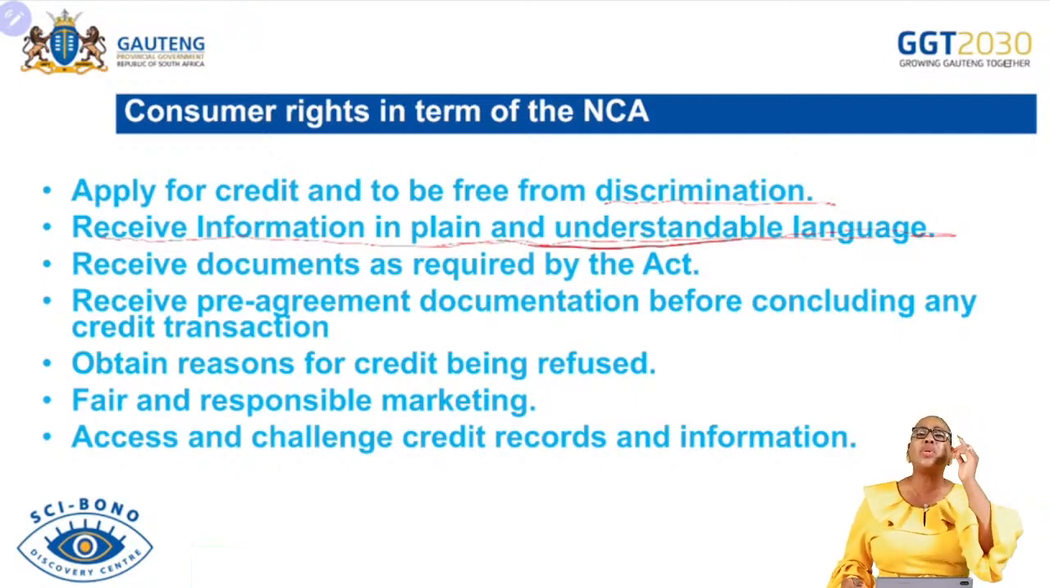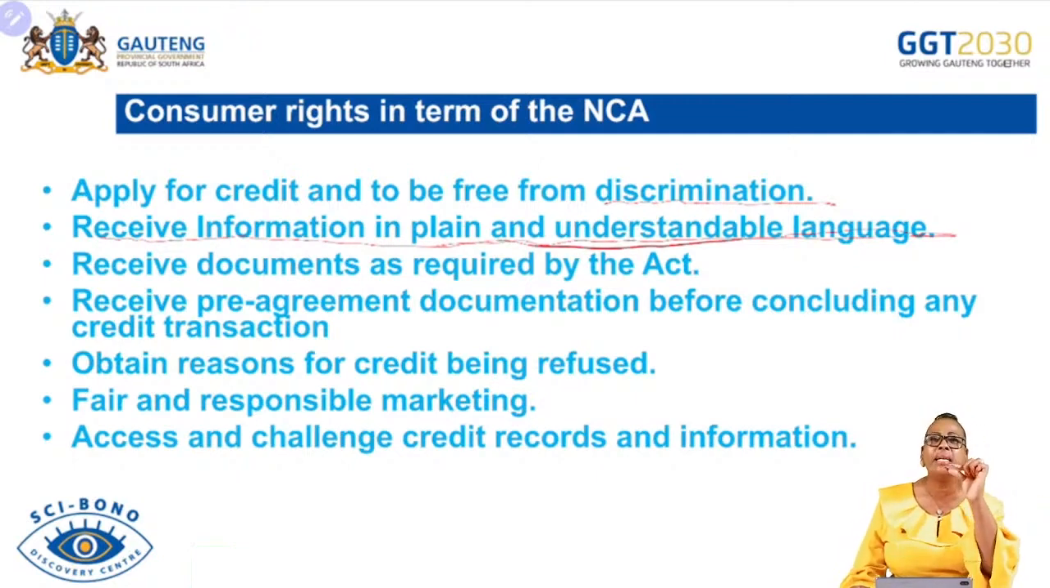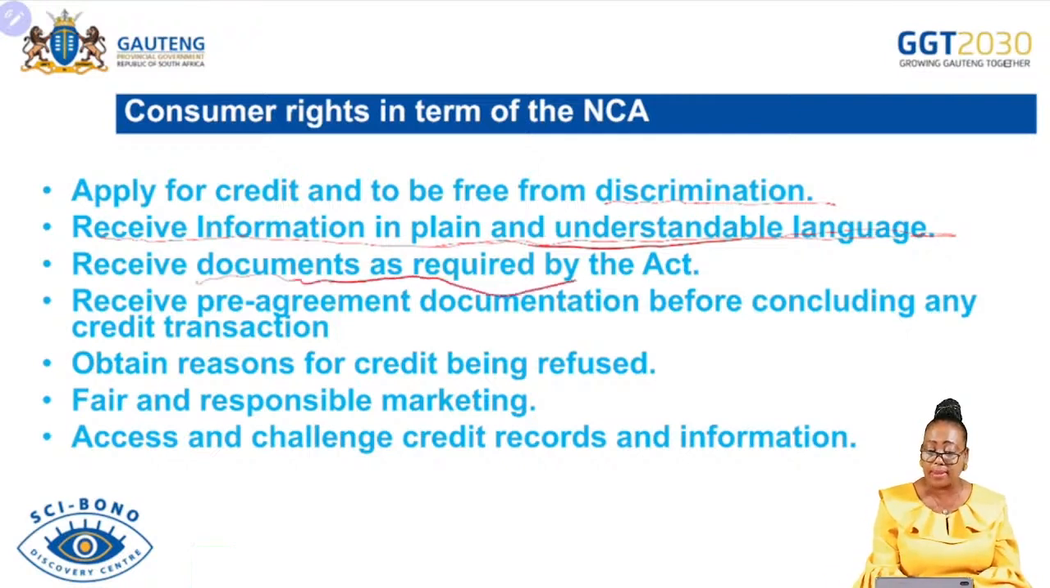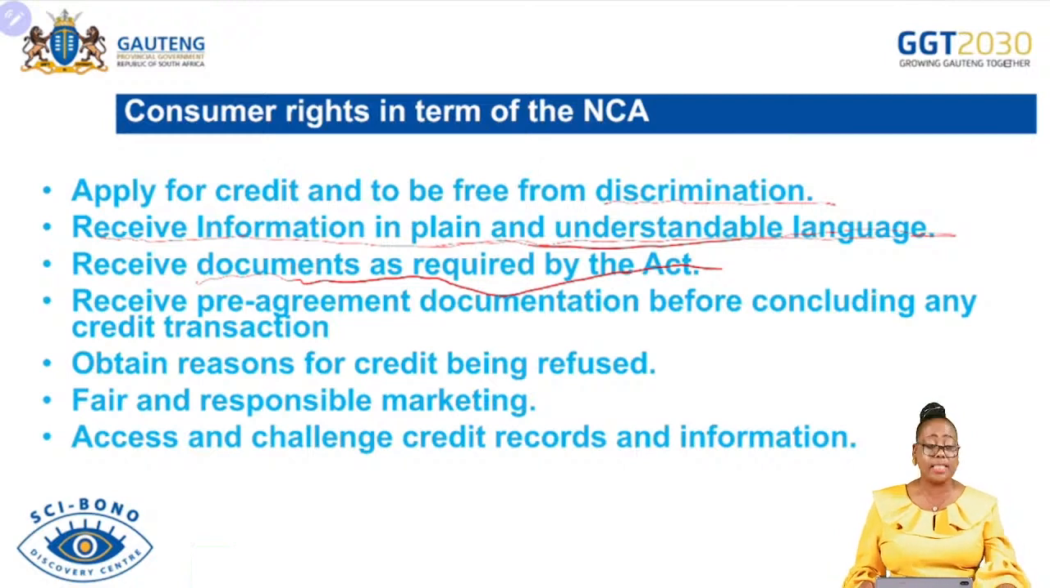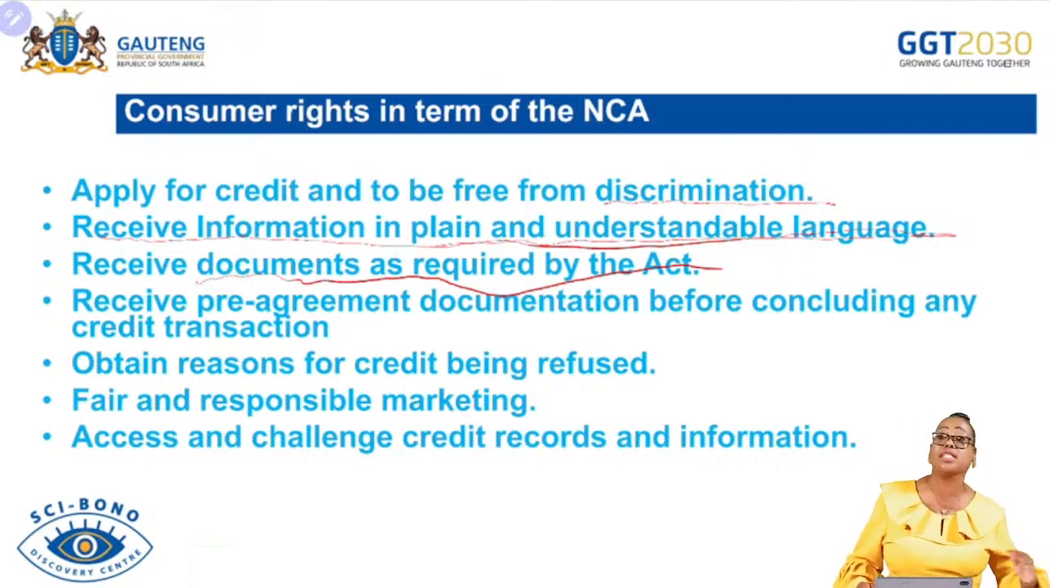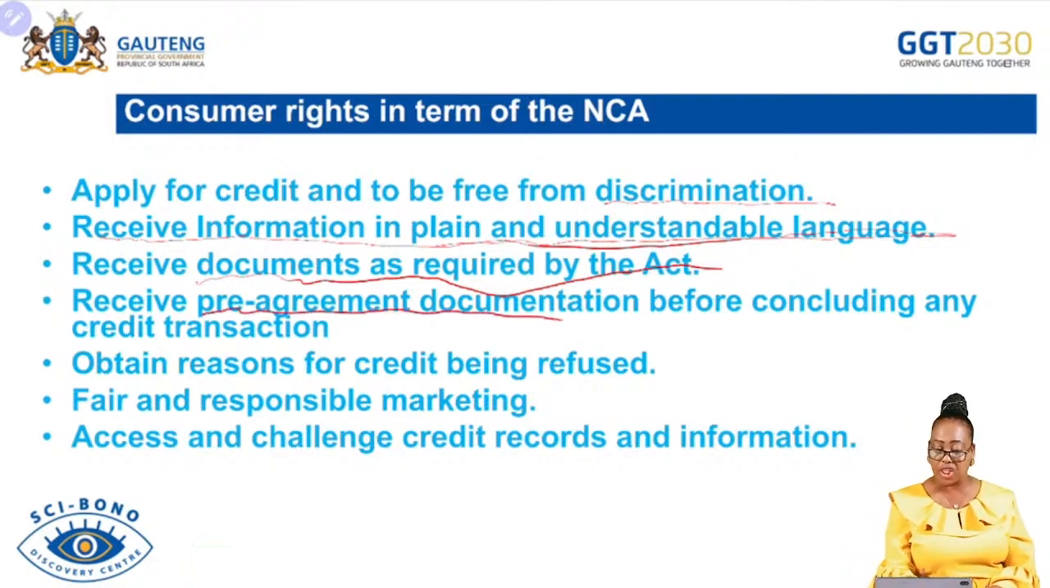No longer different languages that you can hardly understand with faint little fonts that you can hardly read. The language must be clear. The customer must understand what is being said. Receive documents as required. If there's a copy, for instance, that's going to stipulate the agreement, the interest, the duration, all those terms and conditions, the business, which is the credit provider, must have those documents together with you as the client or as a business that is getting credit. You also qualify to have copies of those documents. It's a right. Receive pre-agreement documentation.